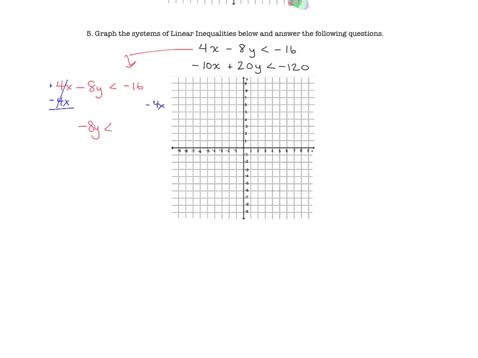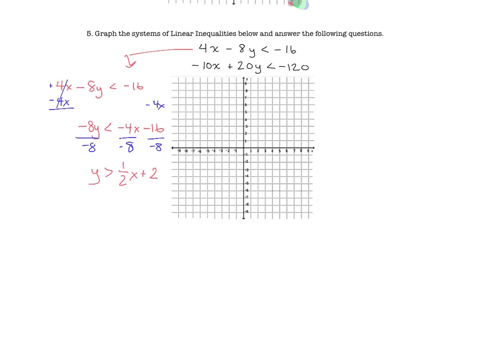Negative 8y is less than negative 4x minus 16. Now I must divide by negative 8 on every term. The very first thing I'm going to do is flip that inequality, because I'm dividing by a negative. When you divide or multiply by a negative, you flip the inequality. So I get y is greater than; negative 4 over negative 8 becomes 1/2 x, and negative 16 over negative 8 becomes positive 2. All right, so there's my first equation.